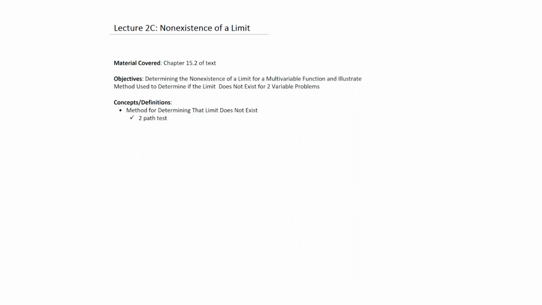There's some guesswork involved because you have to assume one or the other, and determine which approach to take. Clearly, if you fail at one, it's probably the other. So again, this material is from chapter 15.2 of the text. And the objectives here are determining the non-existence of a limit for a multivariable function and illustrating the method used to determine if the limit does not exist for two-variable problems. And so we're going to be focusing on the two-path test, which is basically a contrapositive proof.